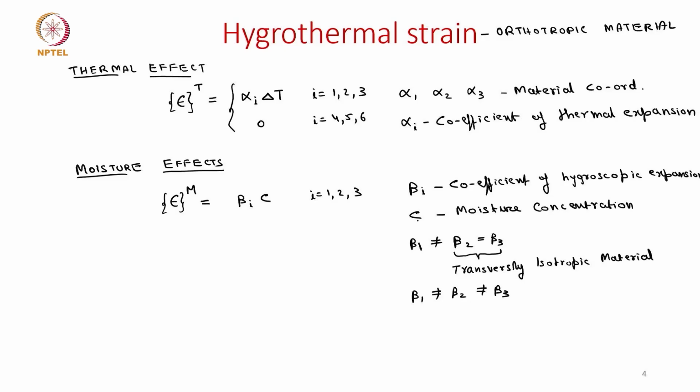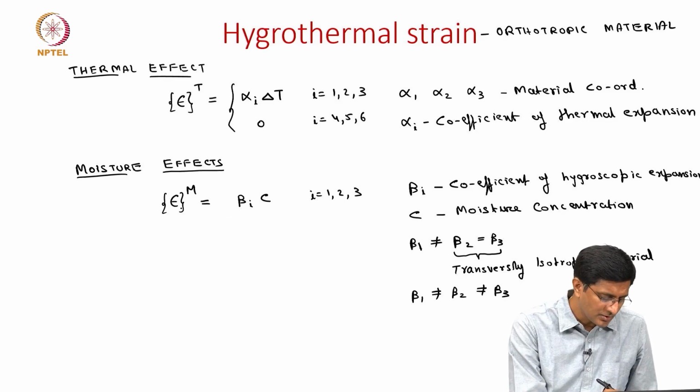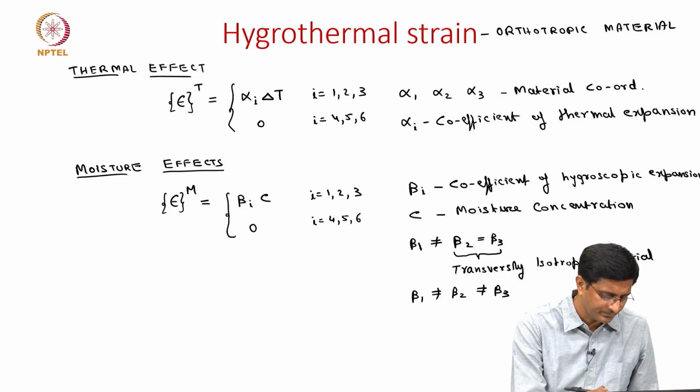And when we say C for the moisture concentration, here we are assuming that at a moisture concentration of 0, the corresponding strains are also 0. Here we only mention the strains in directions 1, 2 and 3, but these strains are 0 when I equals 4, 5 or 6. Okay.